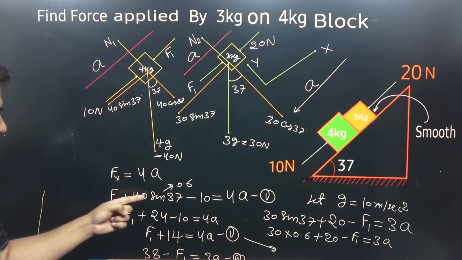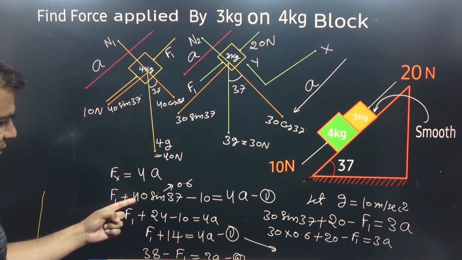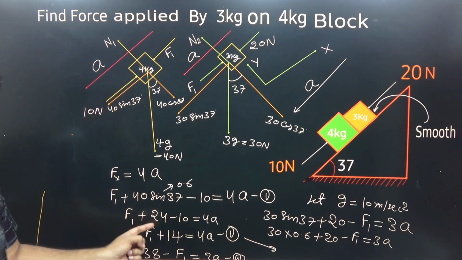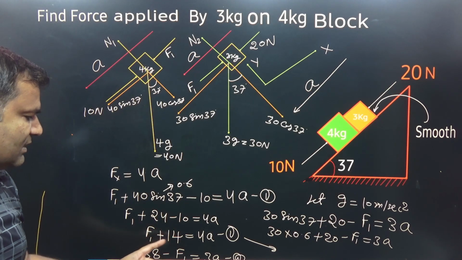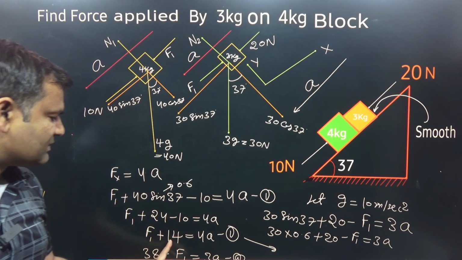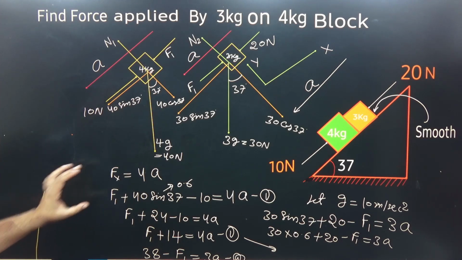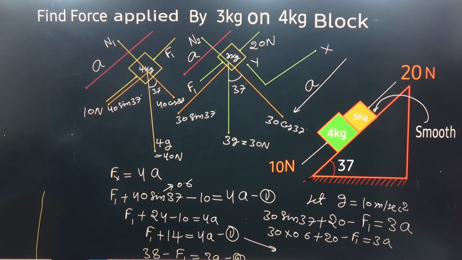After that, sin 37 is 0.6, so 40 into 0.6 is how much? 24 Newton. So 24 minus 10 is how much? 14 Newton. So F1 plus 14 Newton equals 4A. After that, next target, focus on the other block.